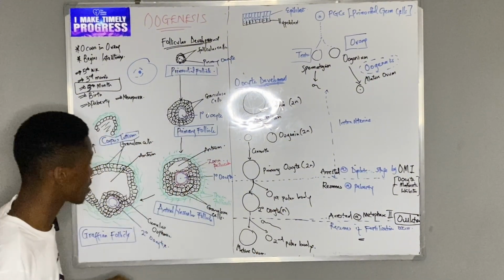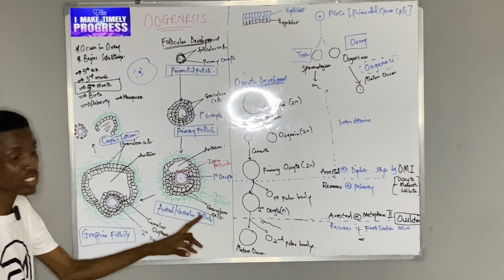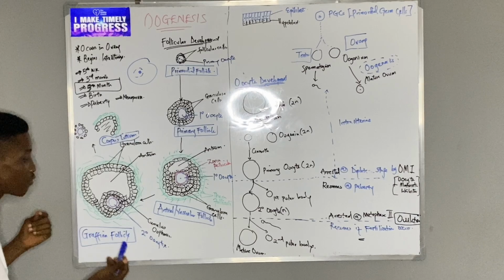All right, so that is that. That's the theca follicular cells. From there, we move from the antral follicle, which is the vesicular follicle, to the Graafian follicle.